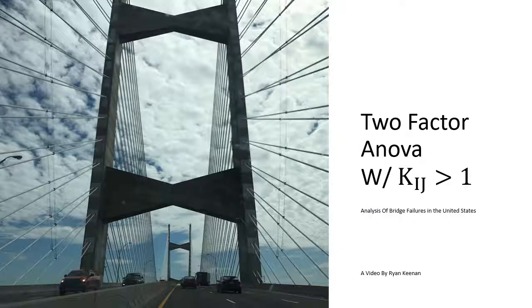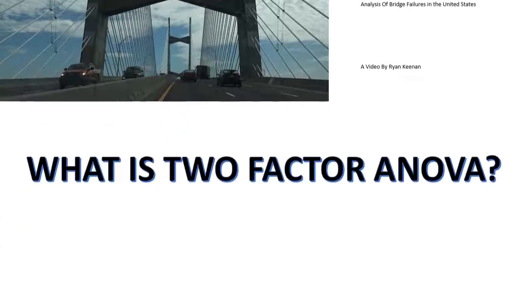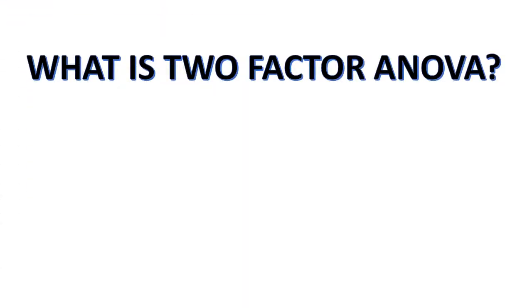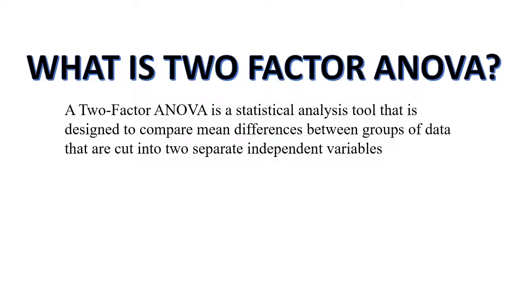Hi, I'm going to be discussing two-factor ANOVA and how to apply it to engineering. So what is two-factor ANOVA? A two-factor ANOVA is a statistical analysis tool that is designed to compare mean differences between groups of data that are cut into two separate independent variables. In other words, we want to determine what impacts the variation of the data based on the two independent variables.